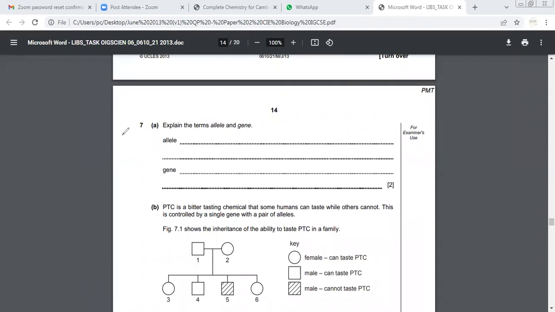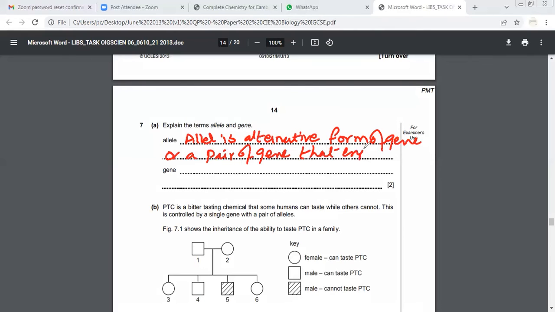Okay. Question 7. Explain the term allele and gene. Allele is the alternative form of gene or a pair of genes that express similar character is called an allele. Gene.